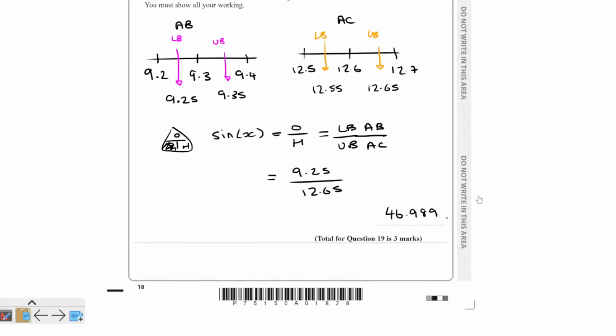That's what I would write. So work out the upper and lower bounds of the measurements first, and then figure out which ones to put into your formula second.